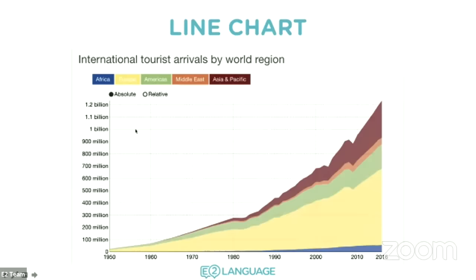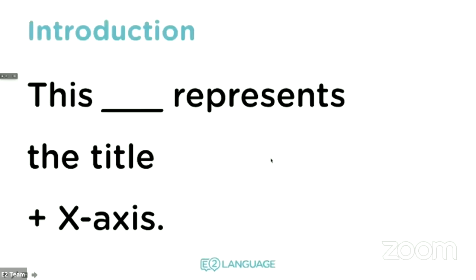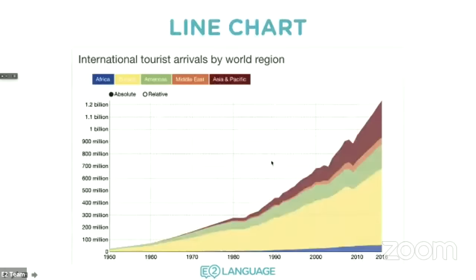So I'm going to do this line chart. It's a line chart. Title, and then I'm going to do x-axis here. This line graph or line chart, let me start again. This line chart represents the number of international tourists who arrived by world region from the years 1950 to 2016. So I sort of move this around a little bit. Please introduce this graph in 3, 2, 1, start.